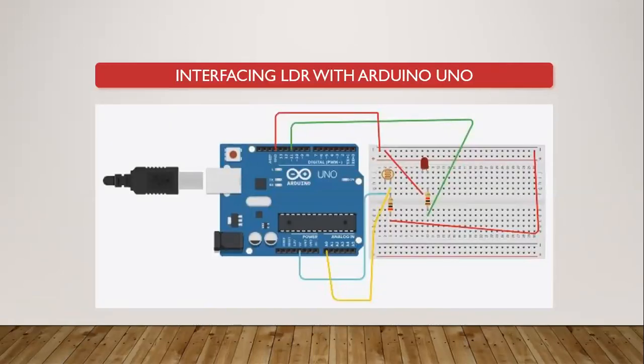We can interface our LDR with Arduino. So the circuit connections I am showing here are with Arduino, LDR and LED. We are using a simple LED. The LDR consists of two pins. One pin is connected to analog pin A0. The other one is connected to the supply. And then the LED: the LED anode is connected to the 11th pin and the cathode is connected to ground.